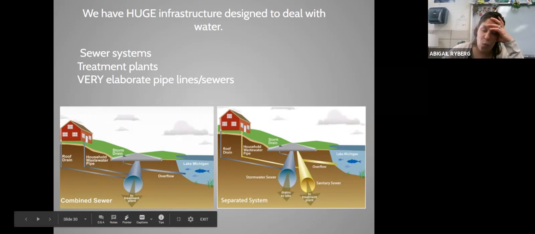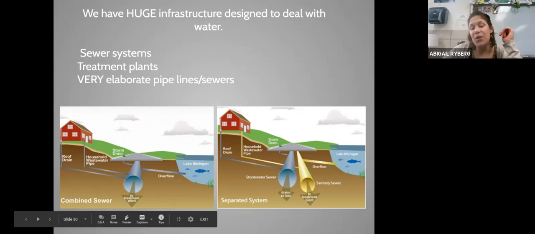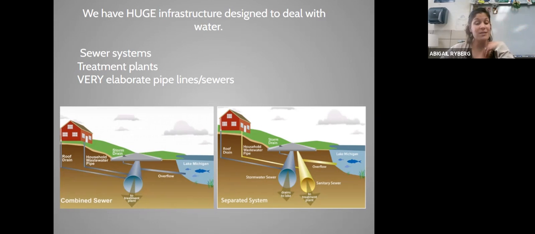So we have one pipe in the street by your house. There is one pipe that's taking used water, in the yellow, the used water from your house, and taking it to our water treatment plant. And then we have another pipe that's just storm drains. And you can see here that goes directly into a waterway. And ours is that case. So ours goes directly into the waterway.